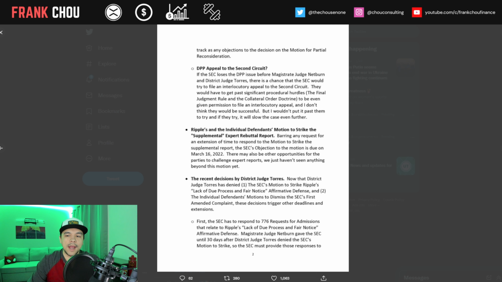Now, Ripple and the individual defendants, so that's Garlinghouse and Larsen again, wanted to strike the supplemental expert rebuttal report. We looked at that yesterday, too. It was a big news day. That was yesterday morning, and that was the Dr. Metz report that we're waiting to hear an answer on again. That was just yesterday, so expect that to take some time.